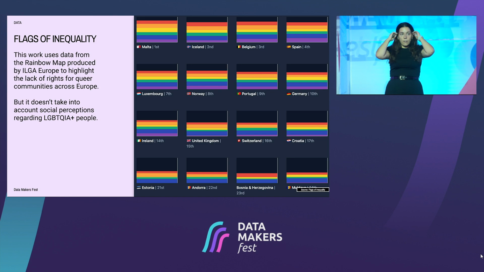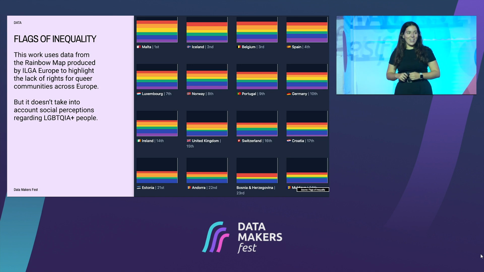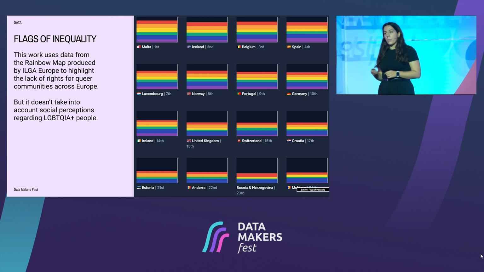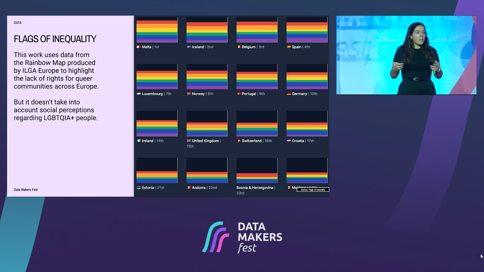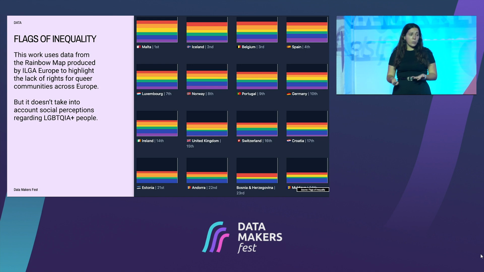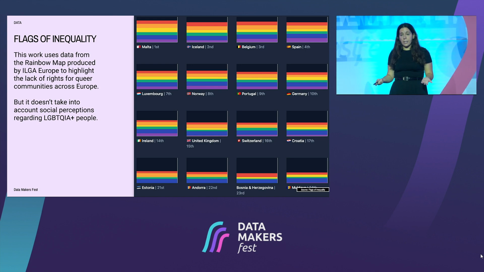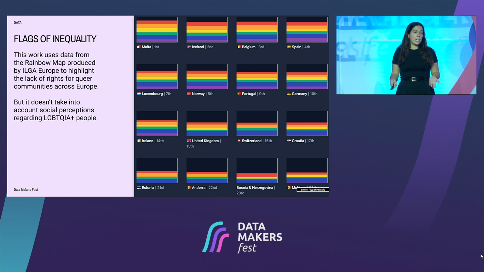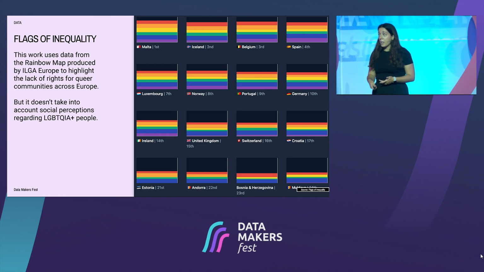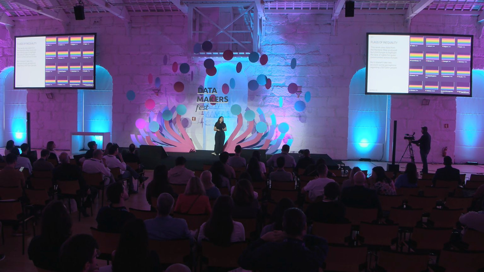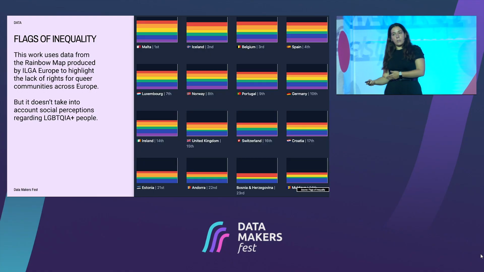This is a work that I've done with a colleague that's actually here in the audience, called Flags of Inequality. It uses data from Rainbow Map, produced by ILGA Europe, an international organization that highlights the lack of rights for queer communities across Europe. This visualization puts into perspective the ranking produced by ILGA Europe, but it doesn't take into account social perceptions regarding LGBTQIA+ people. And that's fine. The only point I want to make here is that it's important to be clear about that in the methodology.